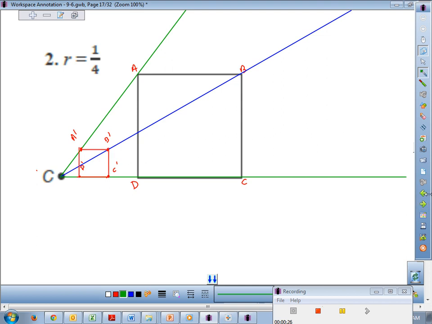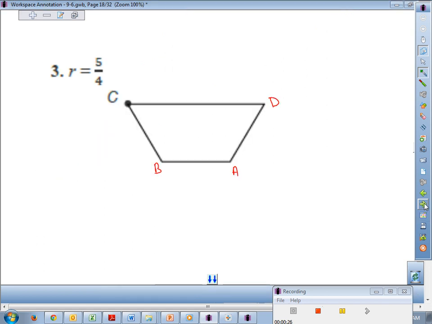And those two are similar figures with a scale factor of 1/4. They are not congruent, so it is not an isometry. Only reflections, rotations, and translations are isometries. And just one more of those.